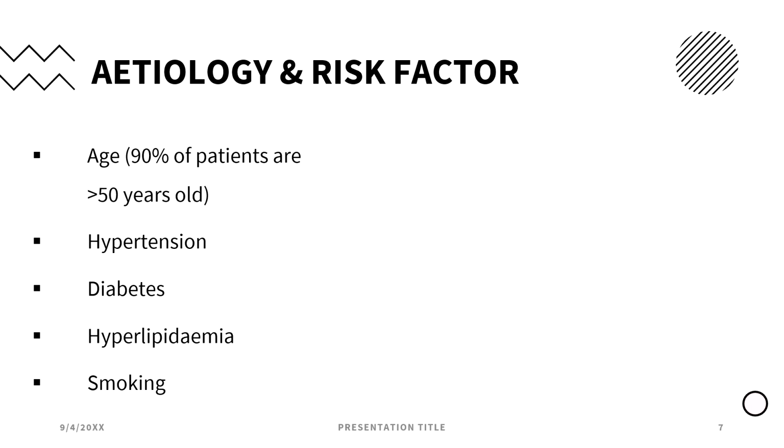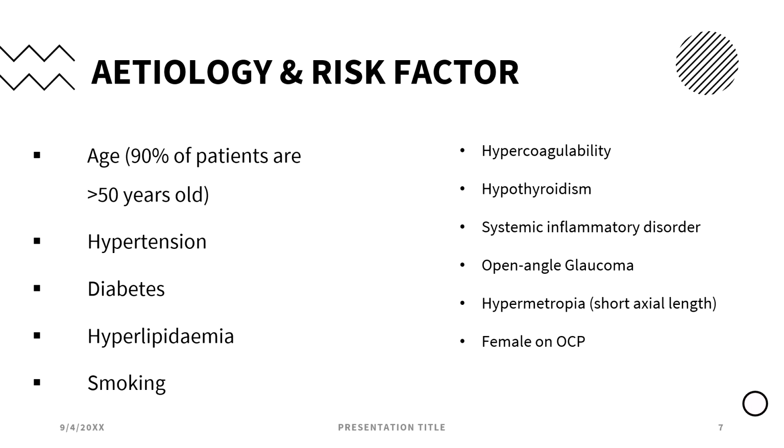Etiology and risk factors: it occurs in patients more than 50 years of age. 90% of patients are more than 50 years of age. Risk factors are hypertension, diabetes, hyperlipidemia, smoking, hypercoagulability, hypothyroidism, systemic inflammatory disorder, open angle glaucoma, hypermetropia, and females on OCP.